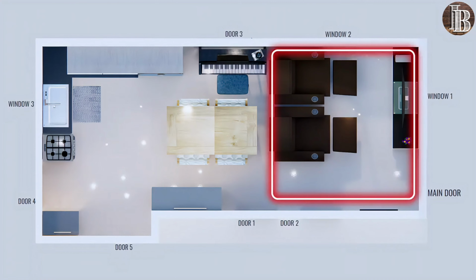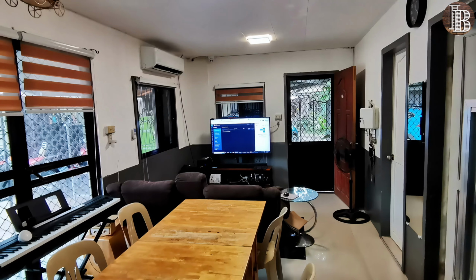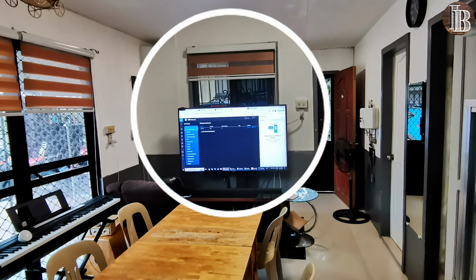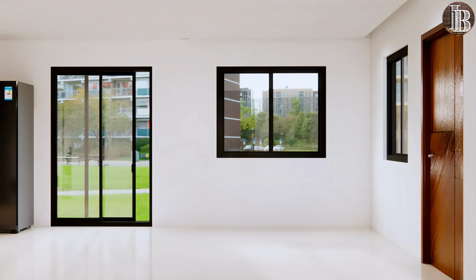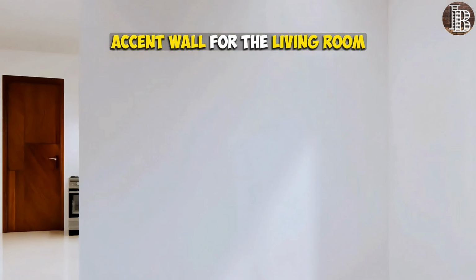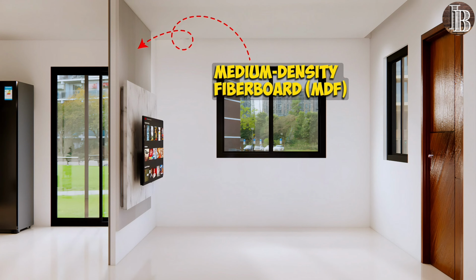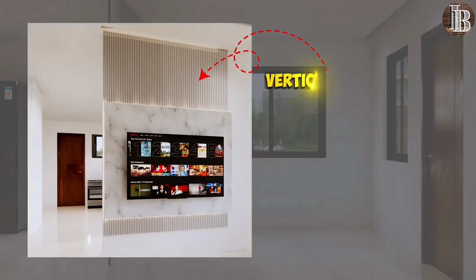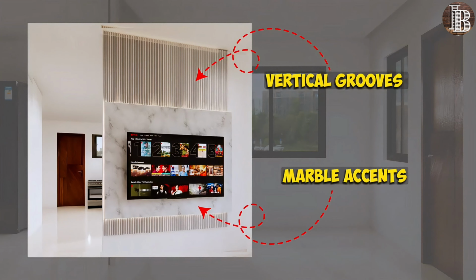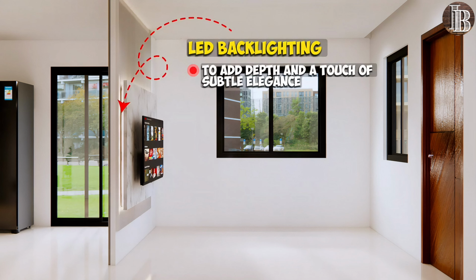To separate the living area from the dining area and relocate the TV so it's no longer positioned in front of the window, we'll introduce a TV or media wall. This feature will also double as an accent wall for the living room. We'll use a combination of medium-density fiberboard, or MDF, with vertical grooves and marble accents, complemented by LED backlighting to add depth and a touch of subtle elegance.